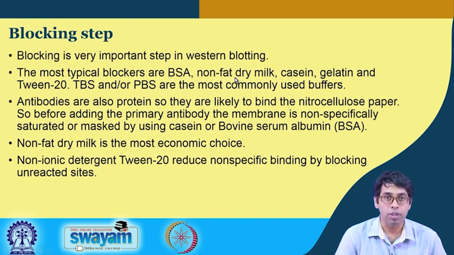So it reduces the non-specific interaction, and since our antibody has a very tight affinity for our protein, only that interaction will happen, and all other interactions will be blocked by this blocking agent, which is nothing but another protein. Non-fat dry milk is the most economic choice, and it is widely used by many labs. Sometimes in order to optimize these steps, non-ionic detergents such as Tween 20 are also used to reduce non-specific binding by these blocking agents.